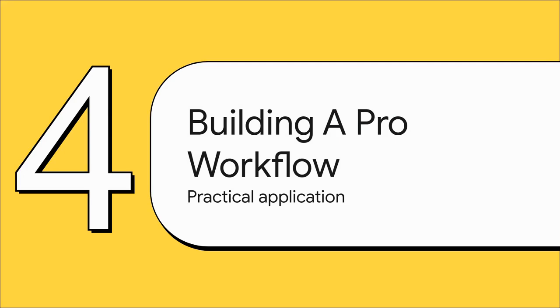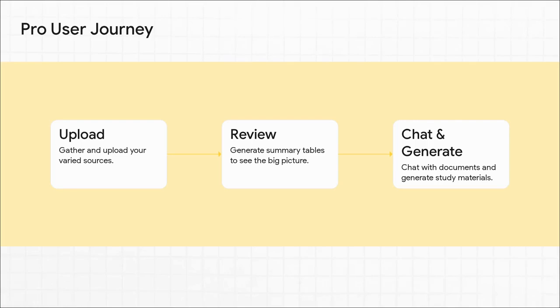All right, Section 4, Building a Pro Workflow. Let's see how this actually builds into a chronological user journey. First, you gather and add resources from the internet, maybe an unfinished draft, a YouTube link, and a few PDFs. Second, you ask the AI to generate a summary table to map out the big picture and spot any gaps. Third, you chat directly with the documents to stress test your ideas. And finally, you generate your study materials like flashcards or audio overviews to reinforce your learning. It's just a brilliant, complete ecosystem.